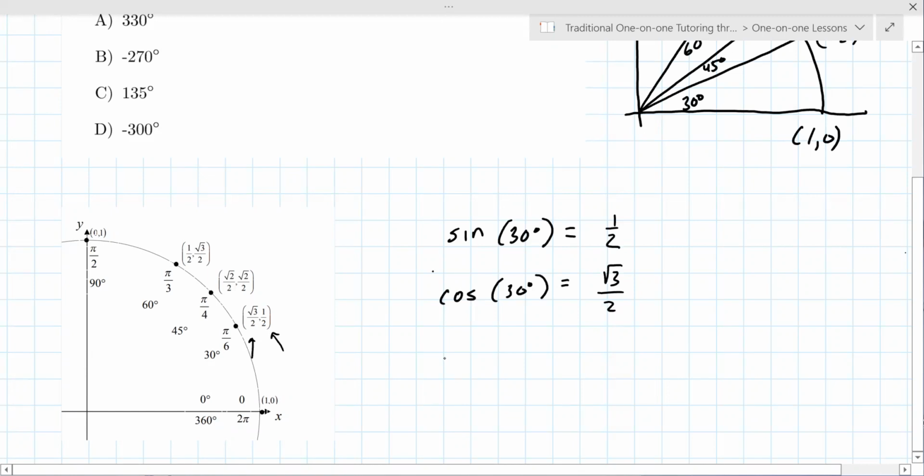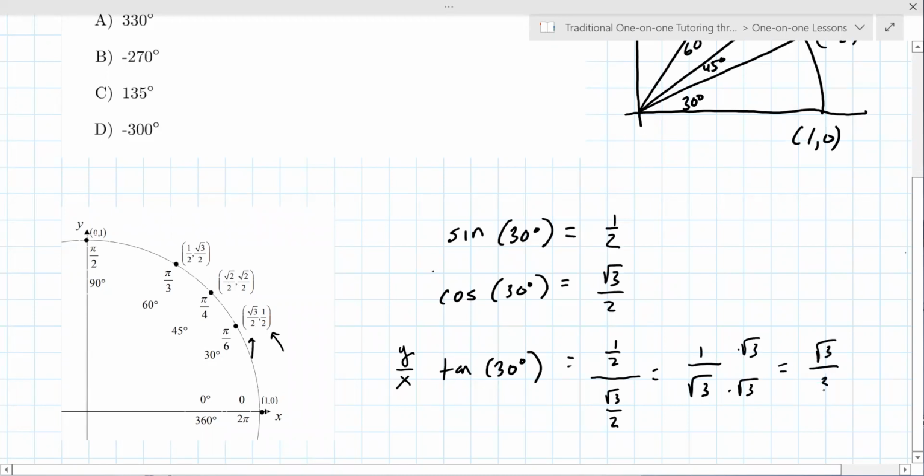Now the tangent of 30 degrees, this is where you have to know a bit more. You have to remember that tangent is y over x, or it's sine over cosine, but it becomes 1/2 over square root 3 over 2. Now this is related to some fraction stuff we did in an earlier lesson. When the bottoms are the same, it becomes 1 over root 3. And you probably remember that we have to rationalize this. It's root 3 on top and bottom, so it becomes square root of 3 over 3.